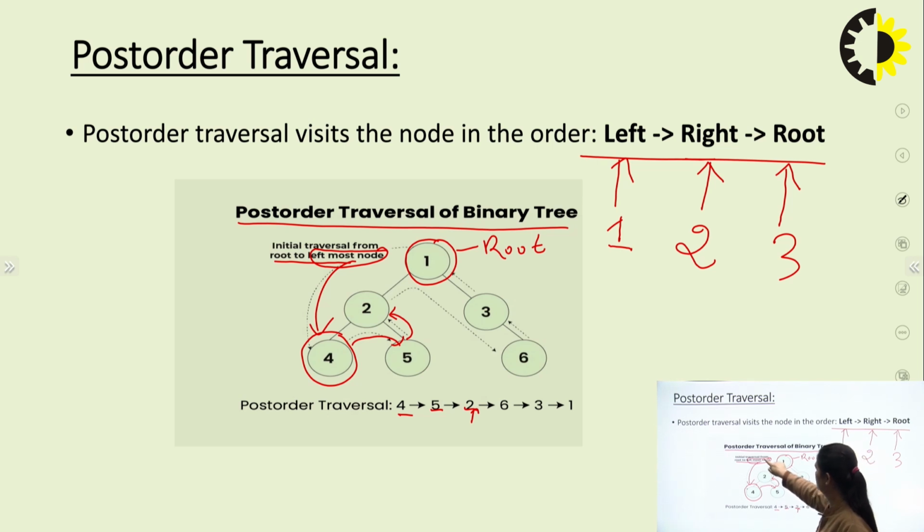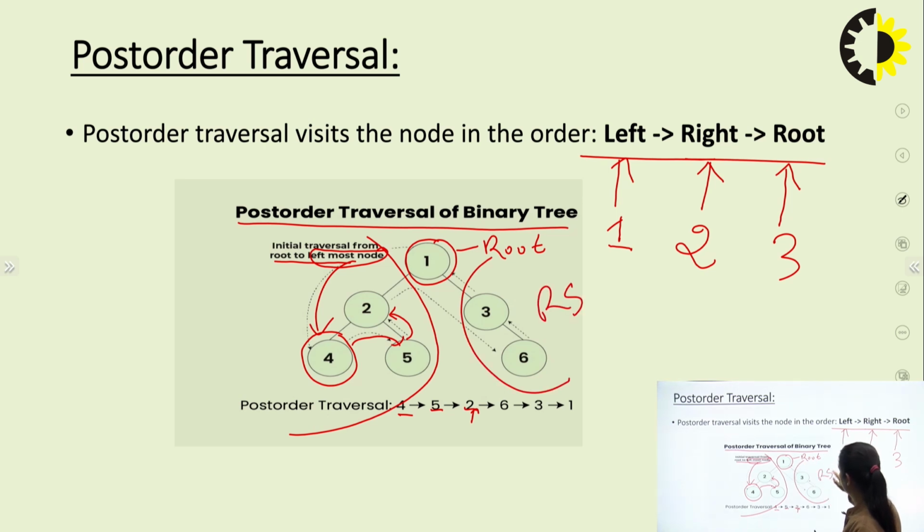After completing the left subtree, we go to the right subtree. In the right subtree, we again follow this. No one is on the left and no one is on the right. Then root node 3, and after the left and right, we visit the root node, that is 1. Post order means visit the root node at the last.